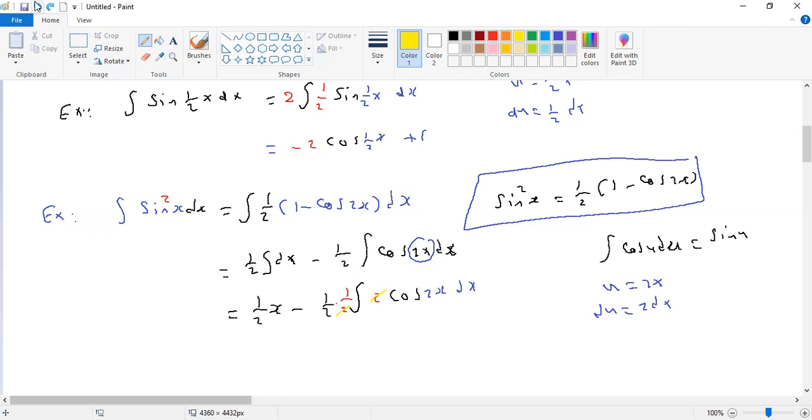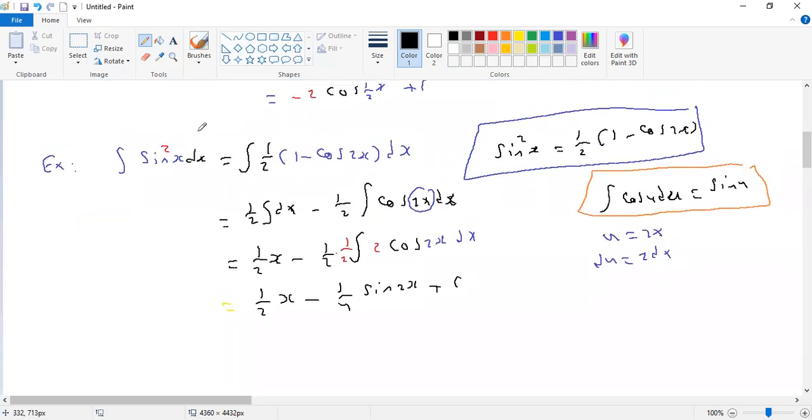Okay, now, the answer is equal to the first one, half x minus 1 over 4 times the integral of cosine u du. Cosine u du, the integral is sine u. So equal to what now? Sine 2x plus c. This is the answer. This relates to the sine squared.